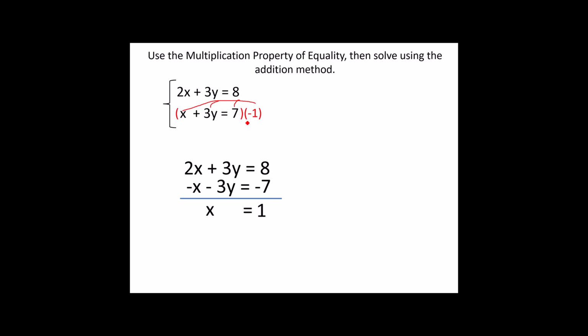We can use the property of equality to force our system to have a set of numbers that are opposites from one another. We like those opposites because that's what gives us that plus 0. As always, once you know what the x is, we can pick either of our original two equations. I picked the first equation this time. Plug that 1 in for x and solve for y.